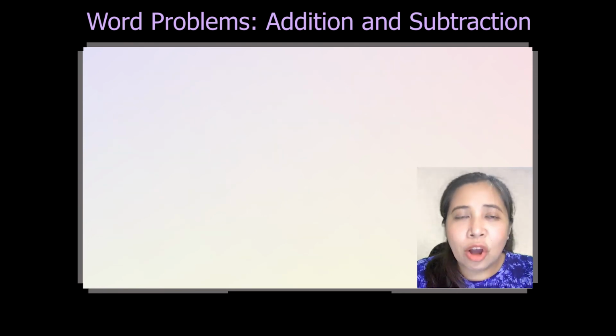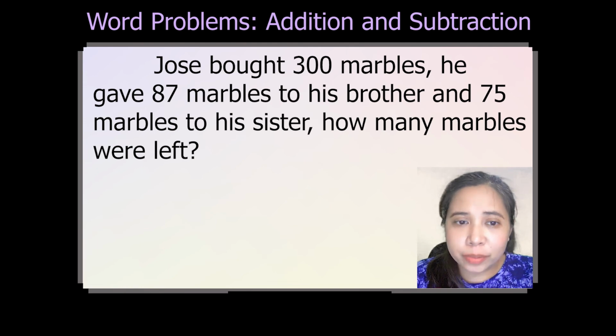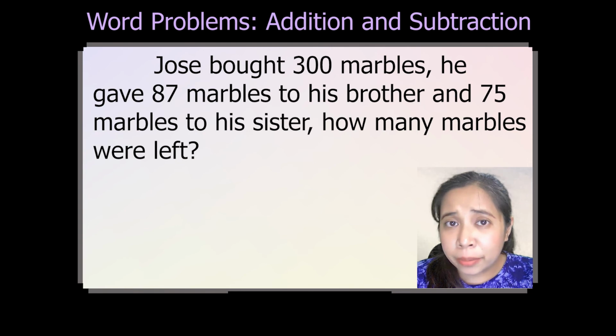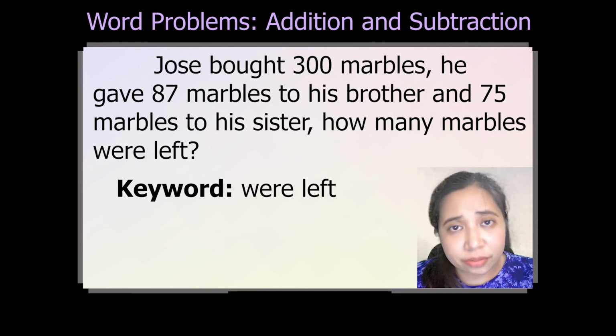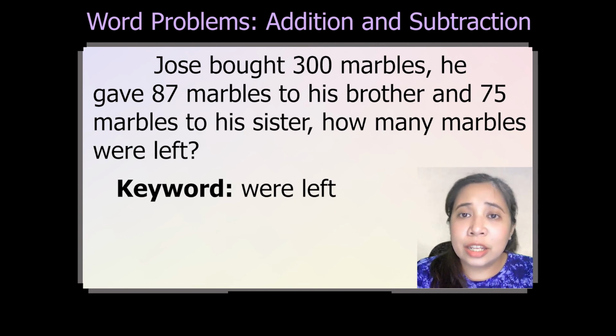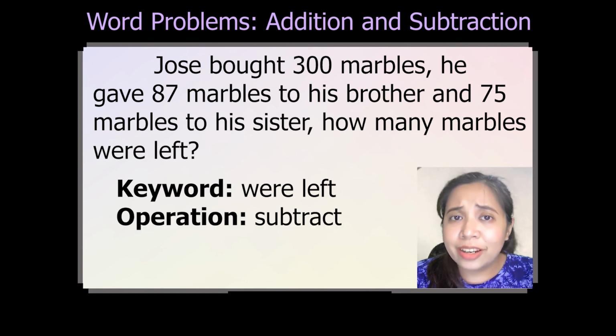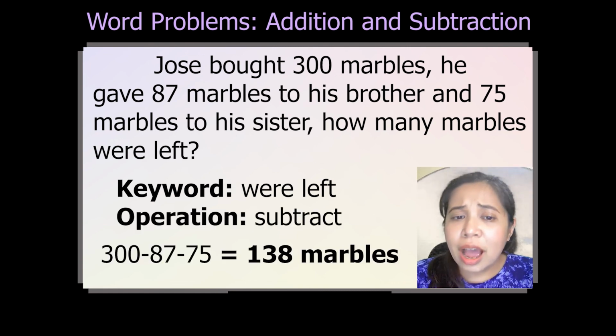Last example. Jose bought 300 marbles. He gave 87 marbles to his brother and 75 marbles to his sister. How many marbles were left? Again, ang keyword natin para sa word problem na ito ay ang word or ang phrase na were left. Okay. At ang ibig sabihin na to, we are going to subtract the numbers. So 300 minus 87 minus 75 is equal to 138 marbles.